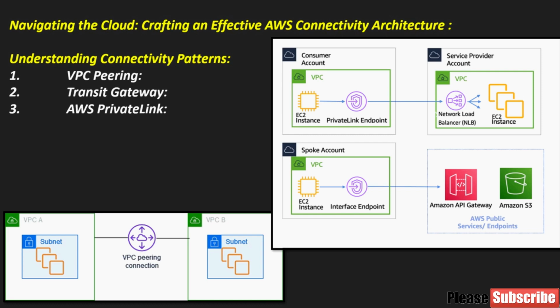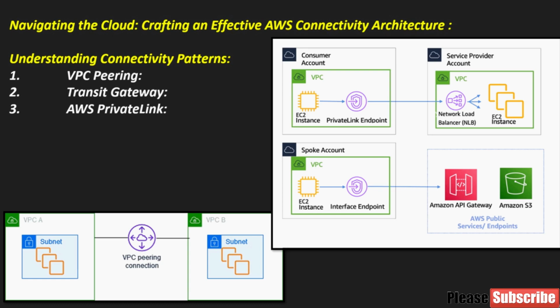The first point we have to talk about is understanding connectivity patterns, starting from VPC peering. VPC peering allows direct communication between VPCs using private IP addresses. It is ideal for scenarios where you need to share resources between VPCs owned by the same or different AWS accounts.